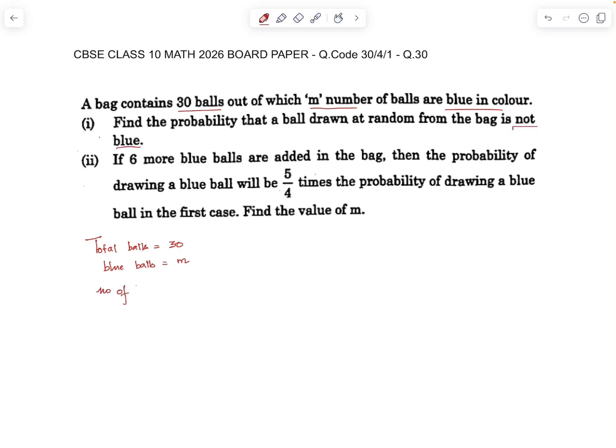Number of balls which are not blue are 30 minus m. So the probability of not blue is (30 minus m) upon 30.